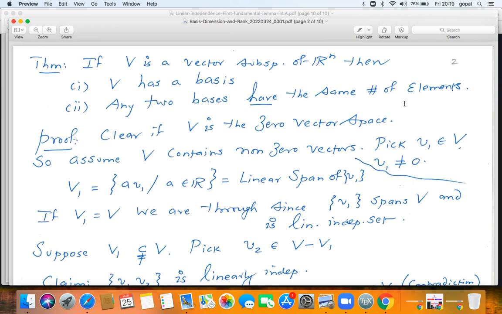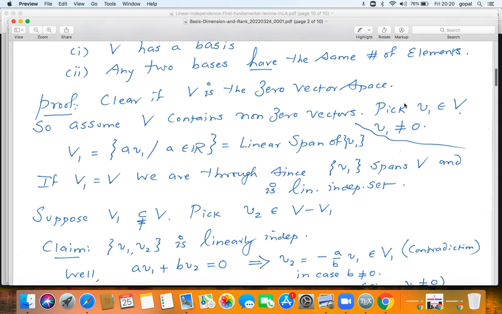Suppose capital V1 is the whole of V. Suppose capital V1 exhausts V. Capital V1 is a subset of V, but if it happens to be the whole of V, that means we got a basis, namely the singleton set {v1} will be the basis. The other situation: capital V1 is a proper subset of V. If capital V1 is a proper subset of V, pick an element v2 outside of capital V1.